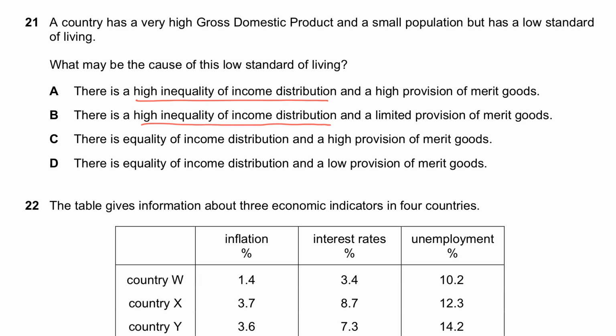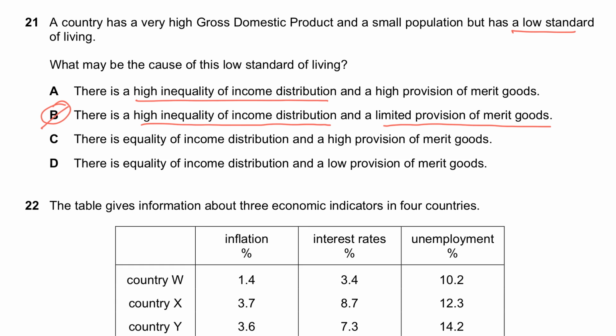At the same time, if there is a limited provision of merit goods, which means that healthcare and education is not given to everyone, that would mean that there would be a lower standard of living. And that's why B is the best answer, where not only do we have high income inequality, but also a very low amount of merit goods like public healthcare or education given to people, and that may be causing a lower standard of living.